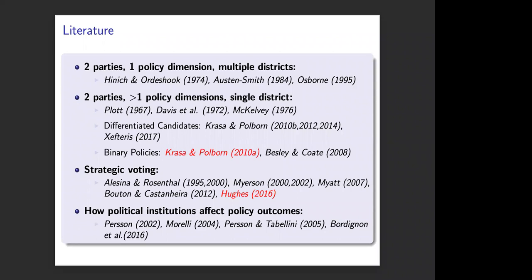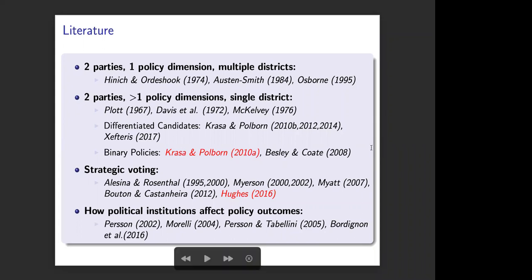What literatures otherwise do I speak to? Obviously, it's a big literature on strategic voting. And I've highlighted my own one there just because that's kind of the methods and the techniques I use in this paper build on that. That's a paper though with 3 parties in a legislative election with strategic voters, in case you're interested in that. And yeah, we also touch on broader literatures on how do institutions affect policy outcomes, right? So the big questions that people have talked about before.